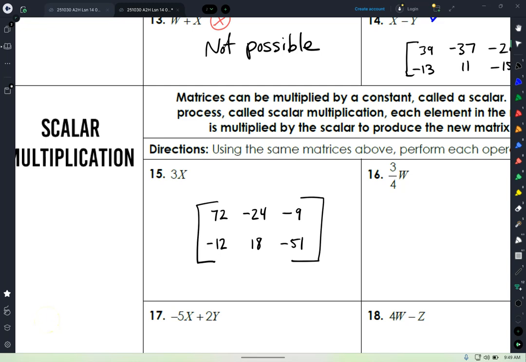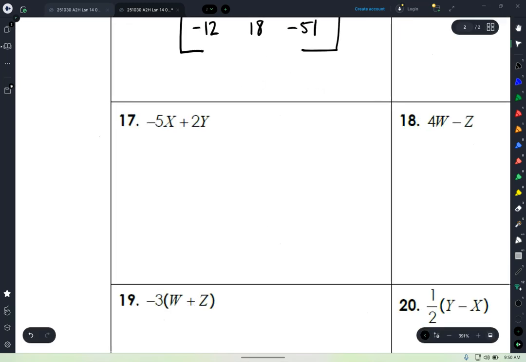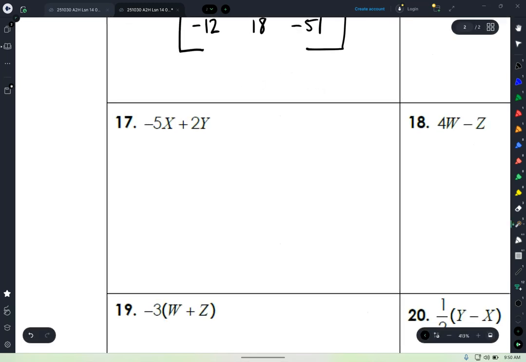I think you guys should be good here. Right? Got the scalar multiplication? Okay, let me just give you a couple tips, and then I'm going to have you finish what's on this paper. Couple of things to keep in mind. For question number 17, you're going to scale matrix X by -5, and then you're going to scale matrix Y by +2, and then you're going to add them.